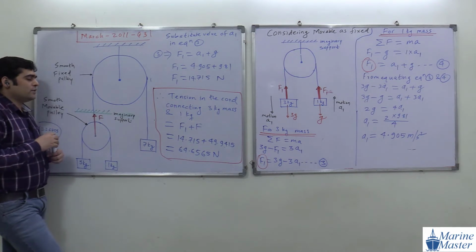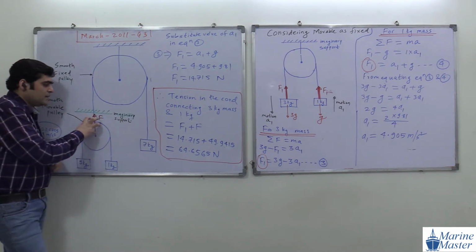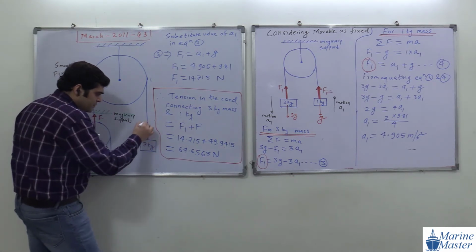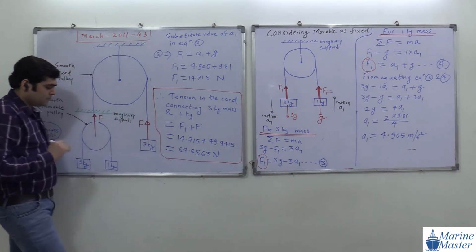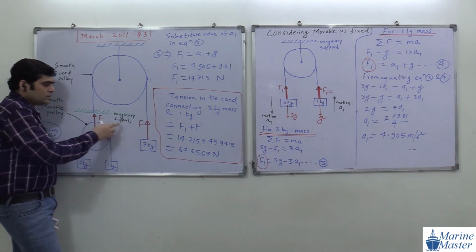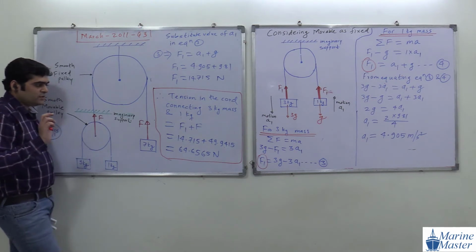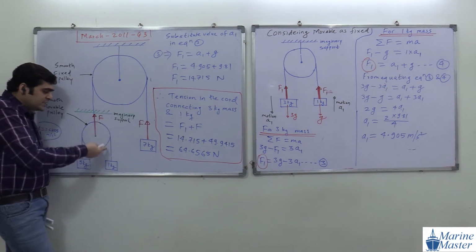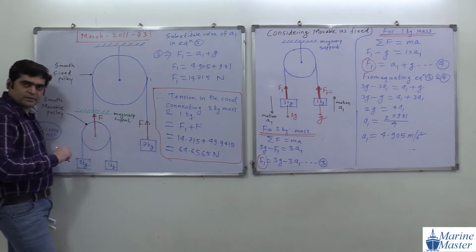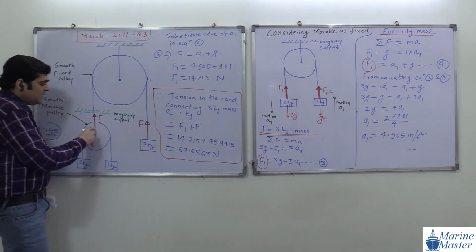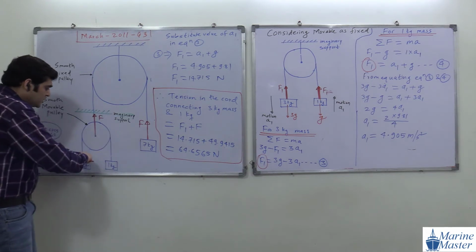See the scenario. If you consider this F1, here this F, here also F. For this 7 kg we have an F. So it is the same, sir, for the given cord. When the cord is changing, then the tension is different. Here is F, here is also F, but here the cord is different.